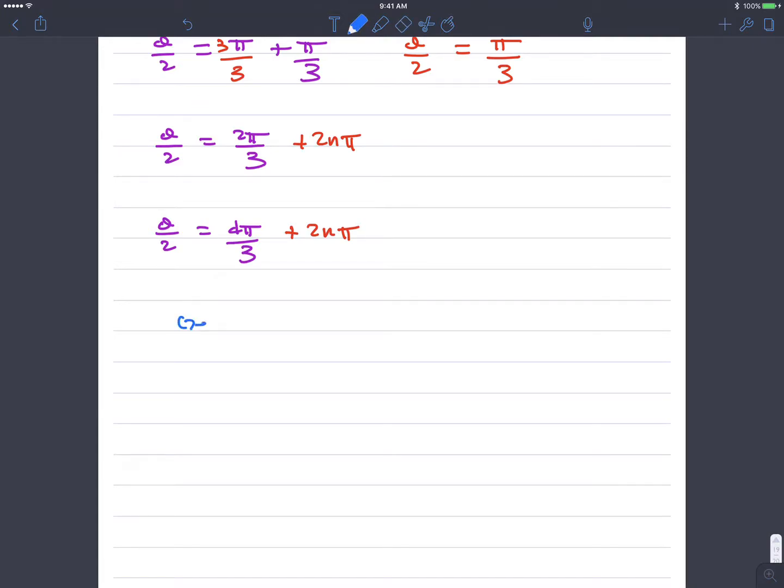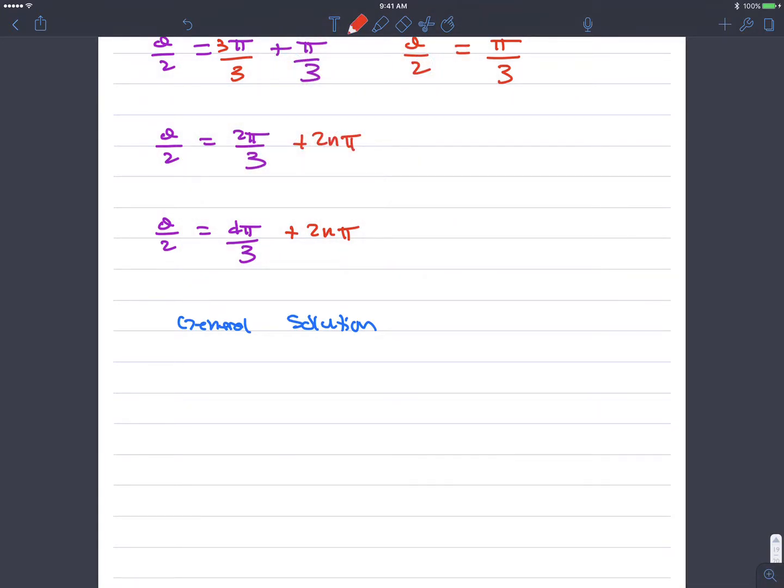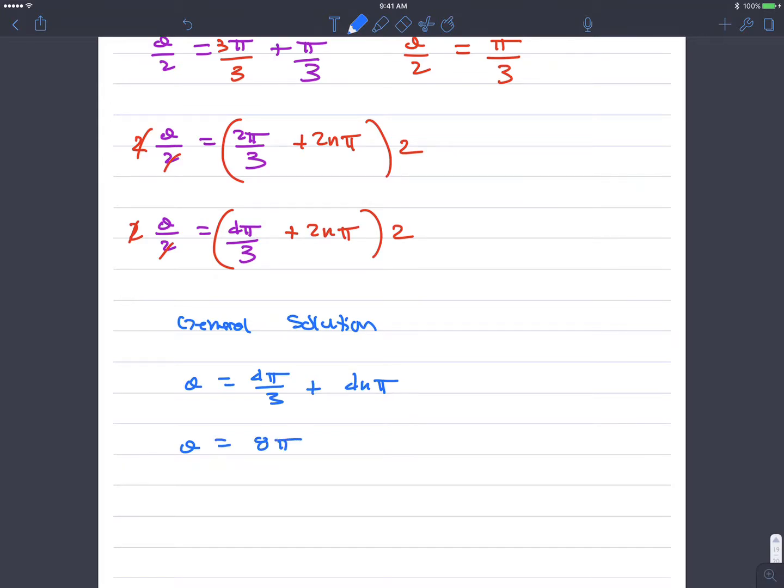Now for our general solution, because we want theta, not half a theta, you're going to multiply both sides by what? By 2, is that right? Multiply the left by 2 and the right by 2. So your 2's cancel in both cases. Let's see what happens here now. We get theta being 4 pi over 3 plus 4n pi, and theta being 8 pi over 3 plus 4n pi.